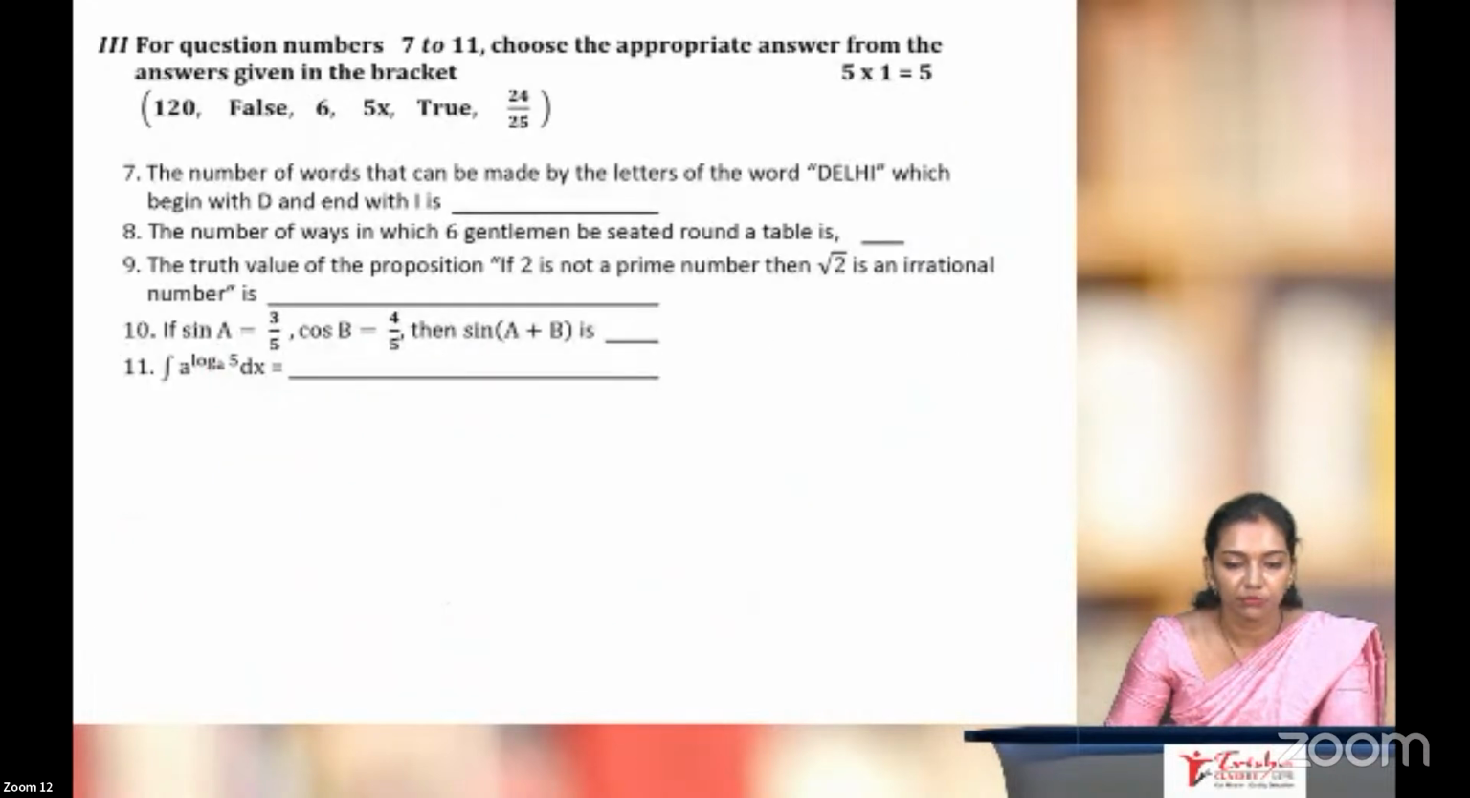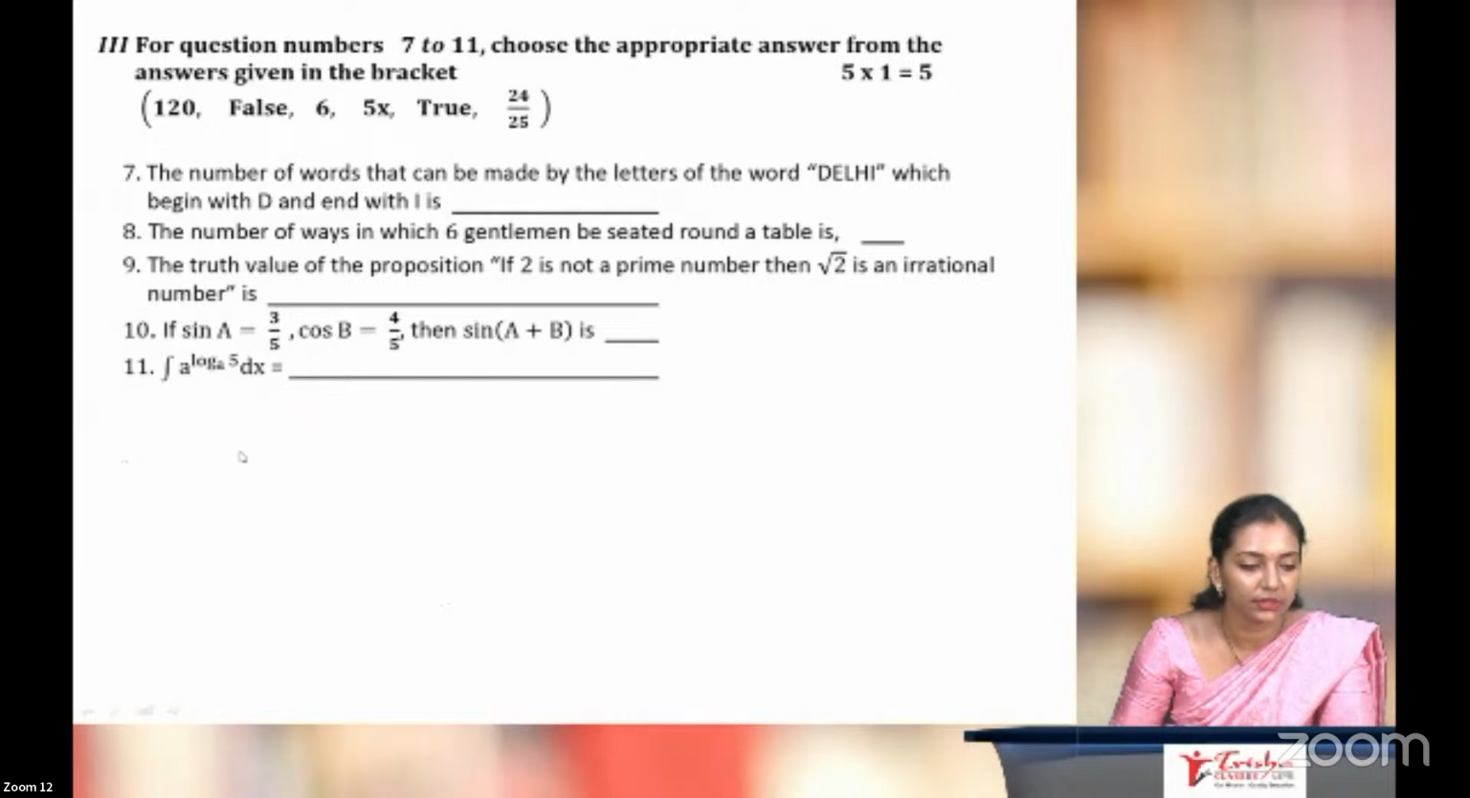Next. So here we are with the fill in the blanks. The number of words that can be made by the letters of the word Delhi, which begin with D and end with I. Okay. So begin with D and end with I. So you need to fix the D and I.